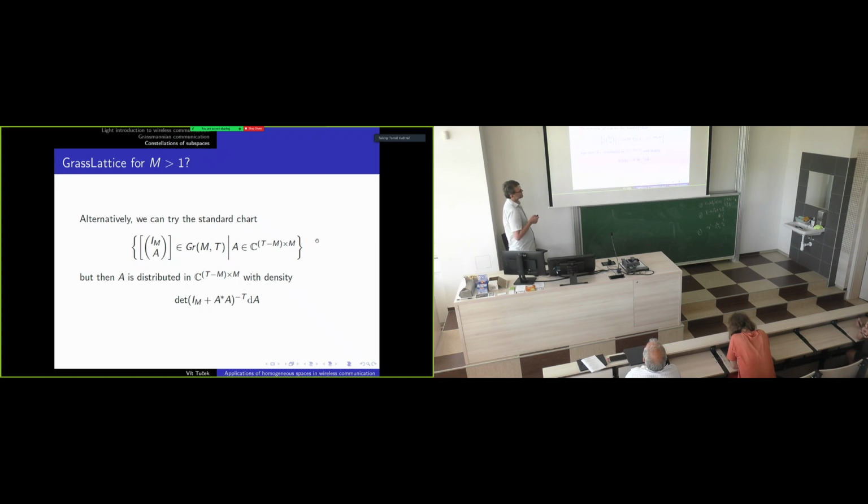Another, different approach could be to just use the standard charts on the Grassmannian. We know what the distribution is. If you take the uniform distribution on the Grassmannian, you obtain this probability density function on the chart. But again, we don't know how to put lattice points on this chart so that they are distributed in the limit in this way.